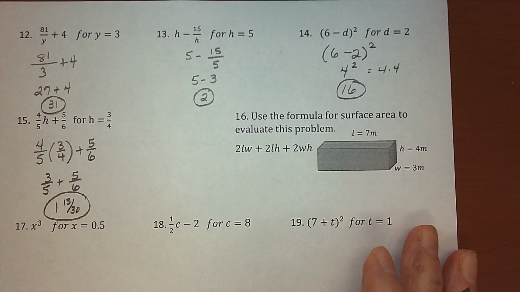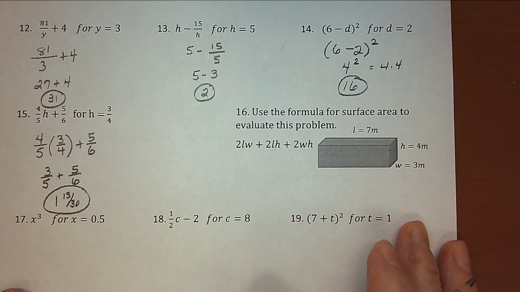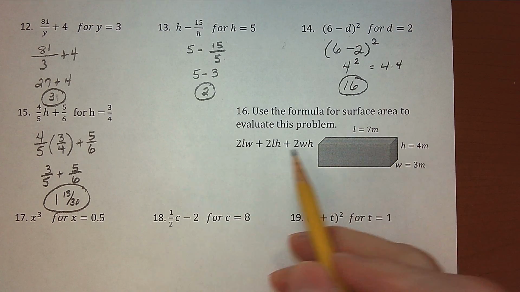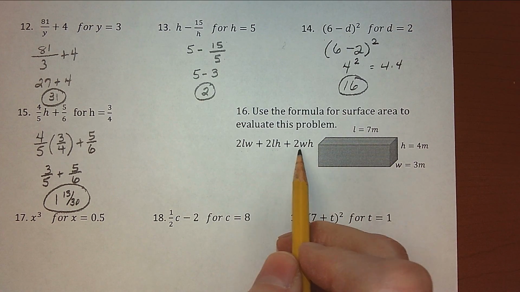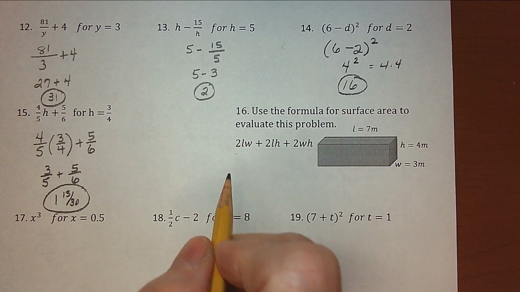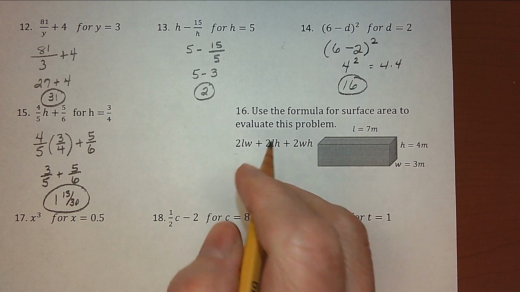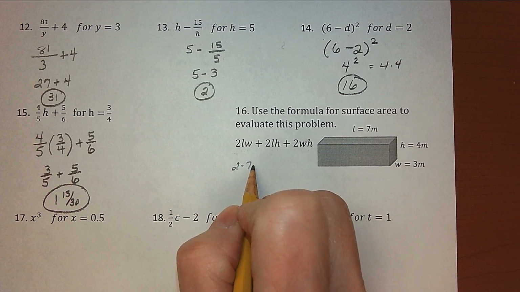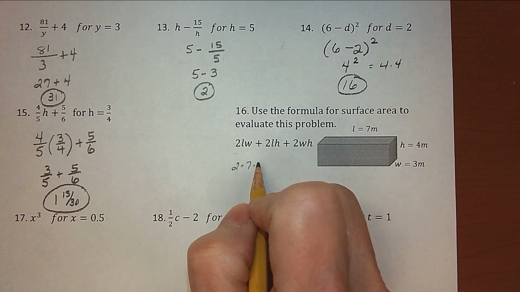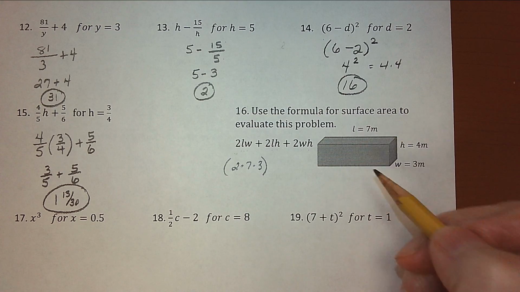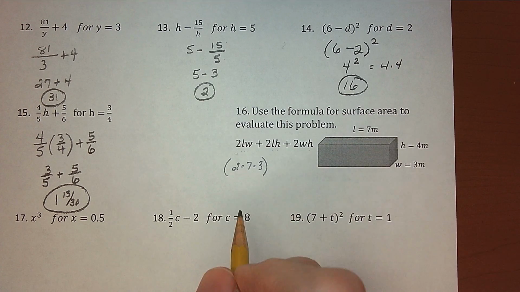Next one, we're going to use our formula for surface area to figure out the surface area of this problem. So we're just going to take our numbers and substitute them in for our variables, and then do our multiplication and finally add all those together. So our first one is 2 times the length times the width. So we're going to do 2 times the length of 7 times the width of 3. Just a reminder that surface area is like if we were wrapping this as a present, covers all of the surface of the three-dimensional figure.